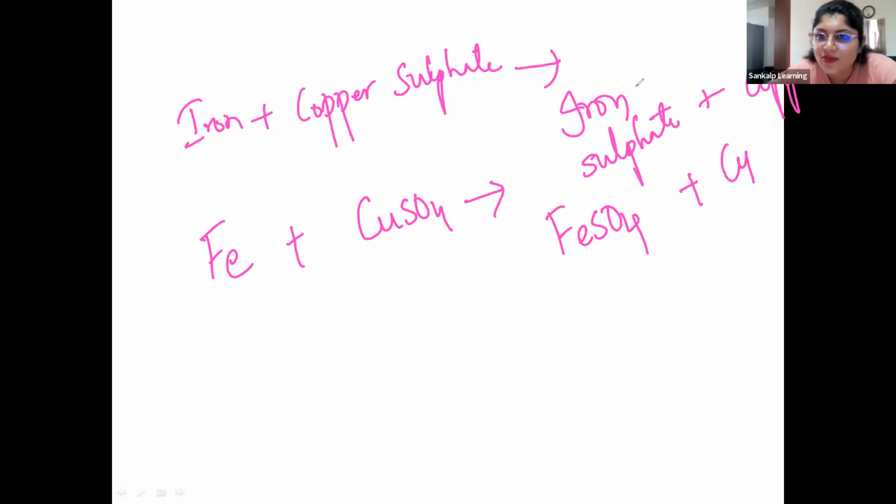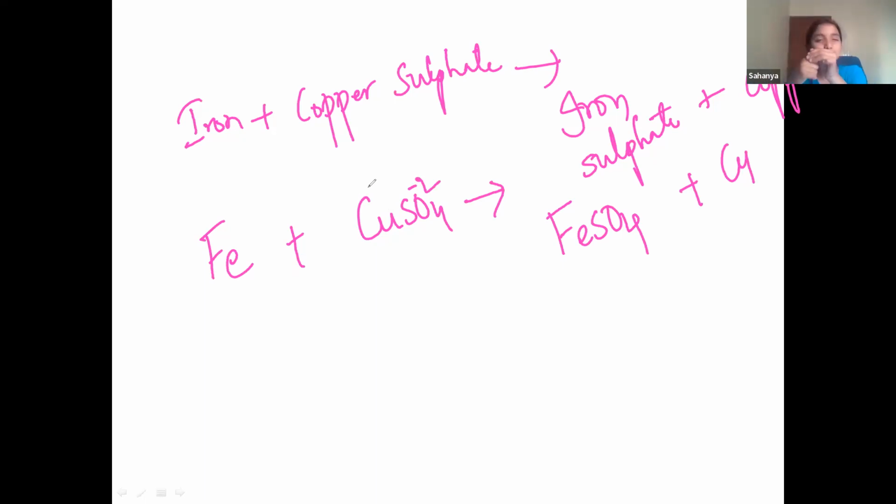What is the sulfate charge in your book? -2. So SO4 is -2. Fe will be +2. See here, if SO4 is -2, this should be +2, and +2 and -2 will cancel to give you 0. Now sulfate here is -2, copper.